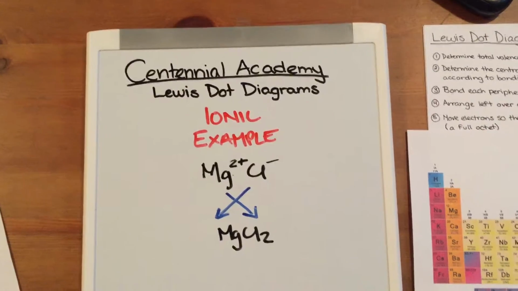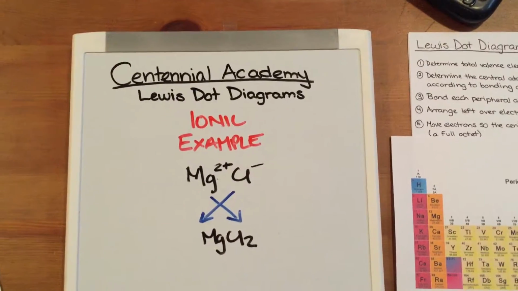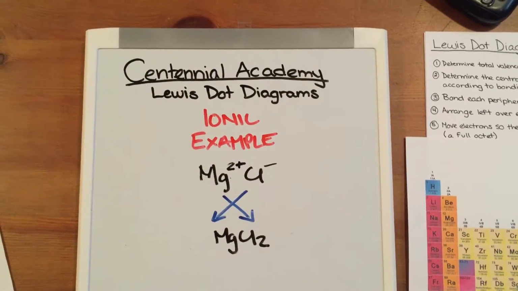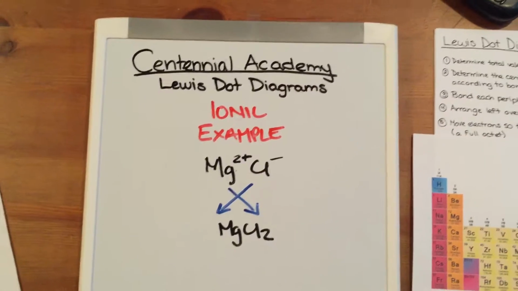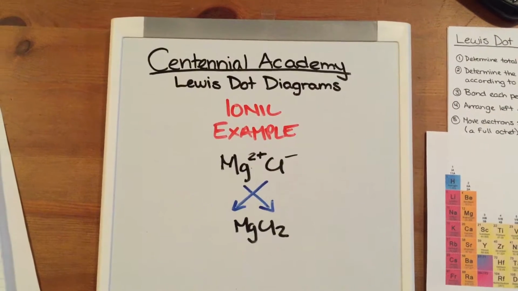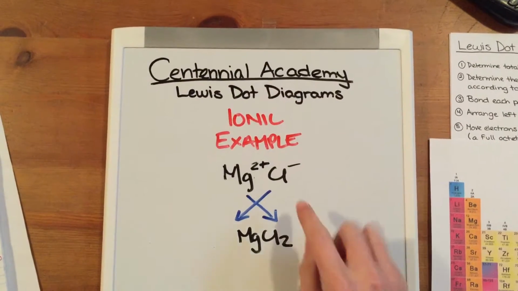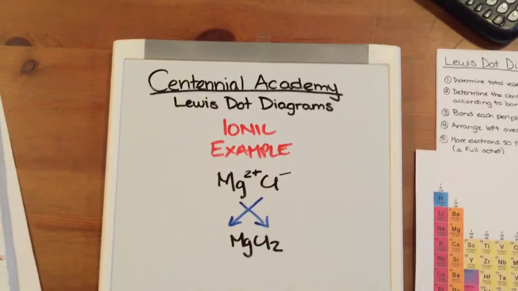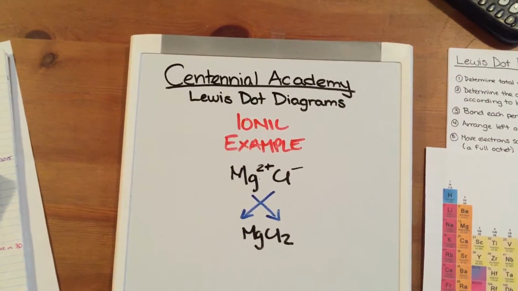Our last Lewis dot diagram will be an ionic compound example. So magnesium chloride has a positive 2 charge on magnesium and a negative 1 for chlorine, which you take down and you switch them around, so it's MgCl2, magnesium chloride.